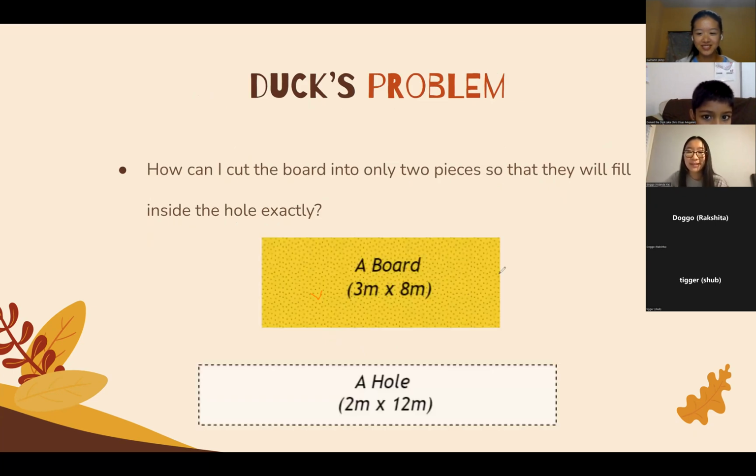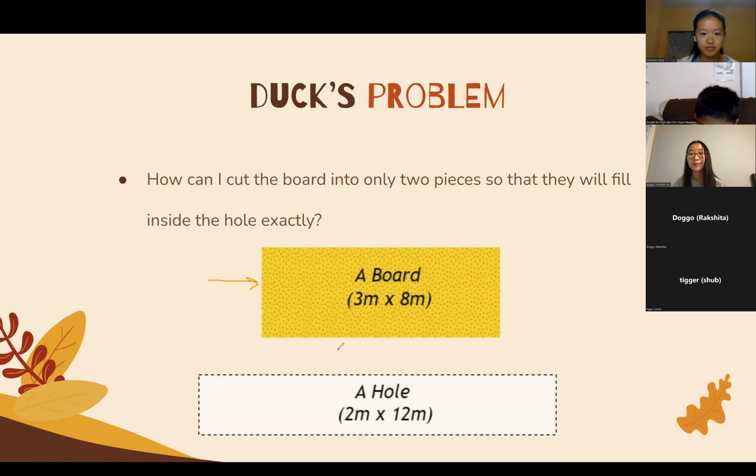Okay, so here's Donald Duck's problem. Here's the problem that Duck is having. So he has this board, and he wants to cut it into only 2 pieces so that it fills up this hole entirely, because he's worried that if he doesn't block up this hole, he's gonna fall in and then get stuck. So how can he do that?